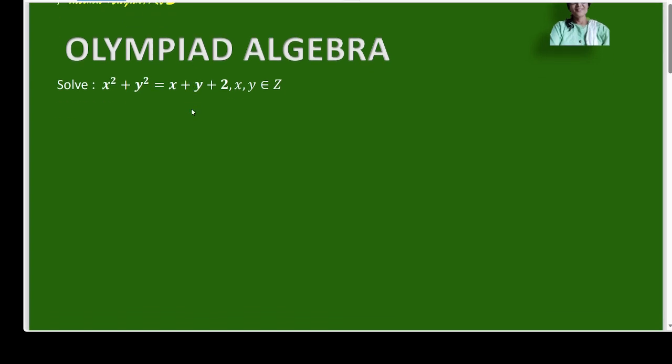So let us start. The question is, solve x square plus y square is equal to x plus y plus 2, where x and y are integers. Can you guess the question answers? Can you guess what is x, what is y?